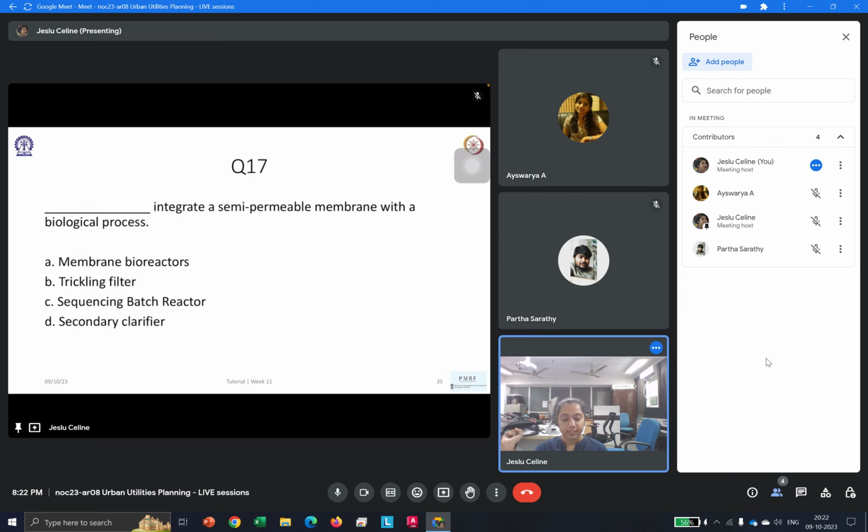Question 17. Dash integrate a semi-permeable membrane with a biological process. A. Membrane bioreactors. B. Trickling filter. C. Sequence batch reactor. And D. Secondary clarifier.